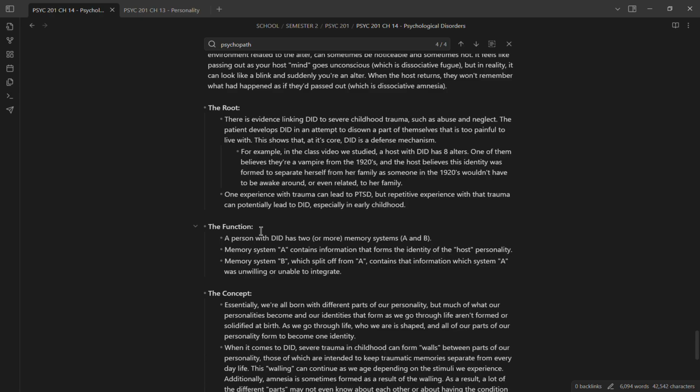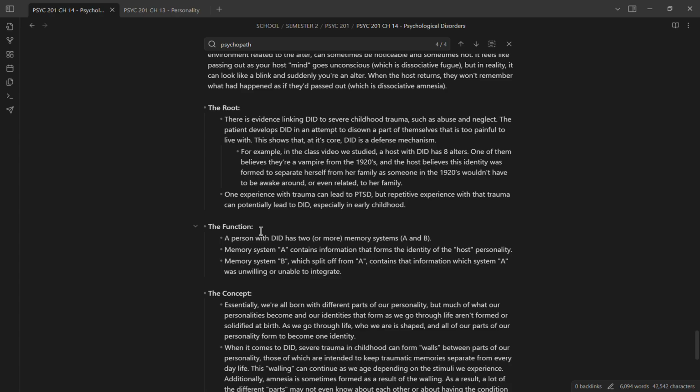For example, we watched a video in class, and the host with DID has 8 alters. One of them believes that they're a vampire from the 1920s, and the host believes that this identity was formed to separate herself from her family, as someone from the 20s wouldn't have been awake around or even related to her family, as they're a vampire from the 20s. One experience with trauma can lead to PTSD, but repetitive experience with that trauma can potentially lead to DID, especially in early childhood. That is the root, again, this early childhood.